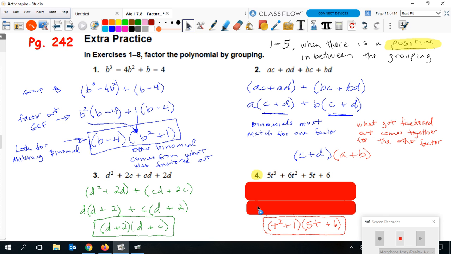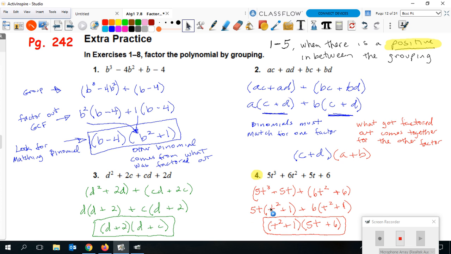If you didn't get your answer right, let's see if you can figure out maybe what we did here. I grouped the ones with the 5's together, and then I grouped the ones with the 6's together. That way I can factor out a 5t. That would be our GCF of this one, because there's a t in both of these. So 5t can come out. This one, just the 6 comes out. And so when I factor out 5t, I'm going to get the t squared plus 1. When I factor out the 6, I'm going to get a t squared plus 1 as well. The matching binomial on this one is t squared plus 1. And then what got factored out was 5t plus 6, and that's my other binomial.